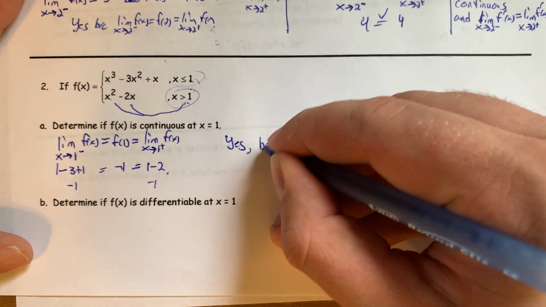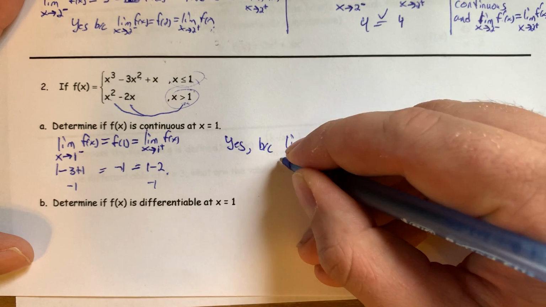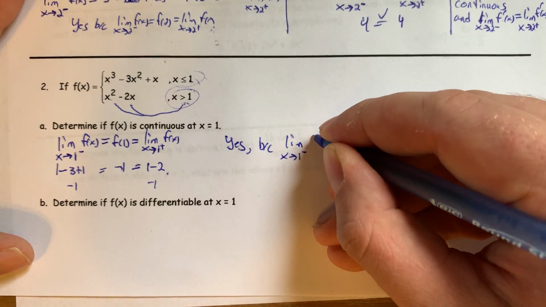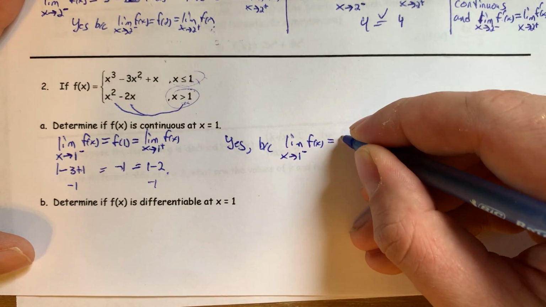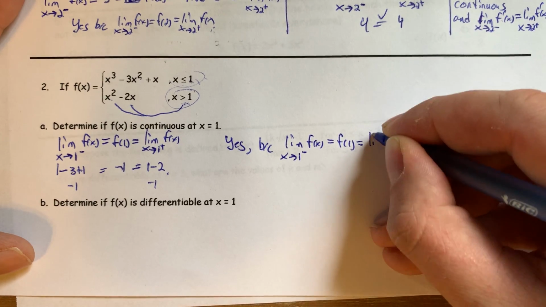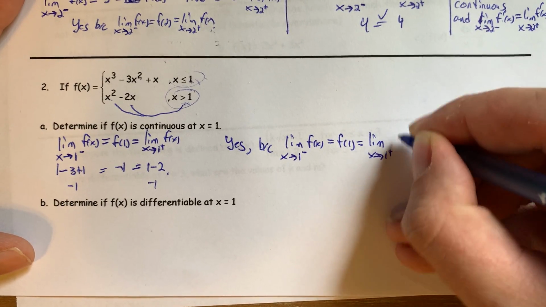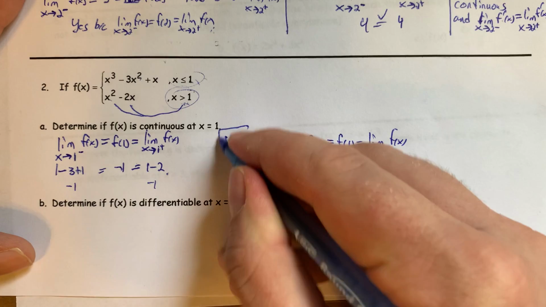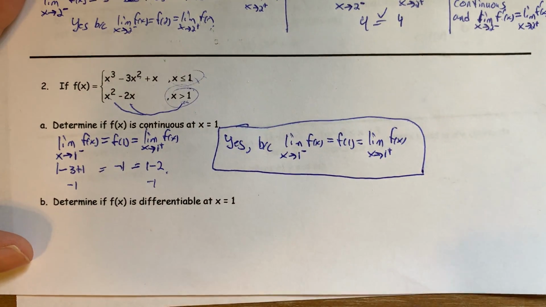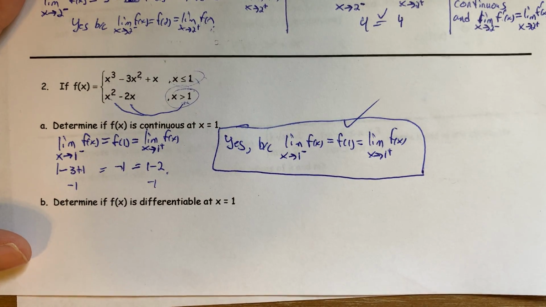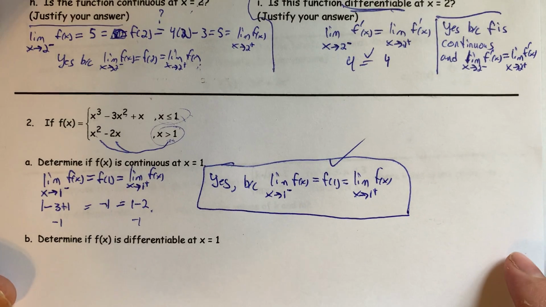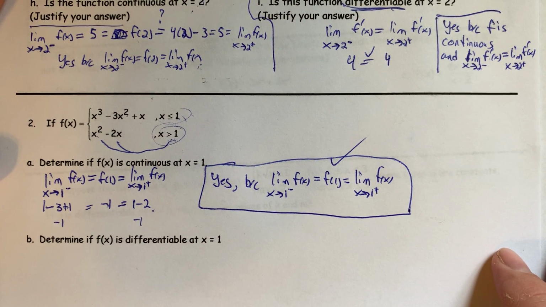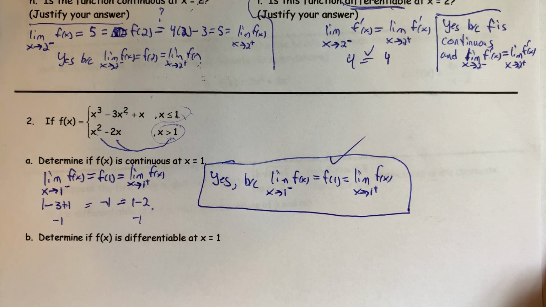So the answer: is the function continuous? Yes, because the limit as x approaches 1 from the left of f of x is equal to f of 1 is equal to the limit as x approaches 1 from the right of f of x. We want to feel comfortable being able to write this justification. This is what is needed to get the points on the AP exam. Now you get to try this new thing. Is f of x differentiable at x equals 1? Does the derivative exist at x equals 1?